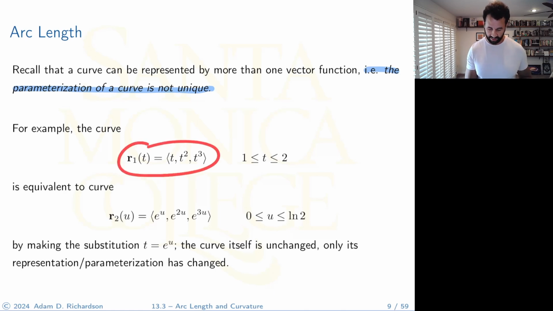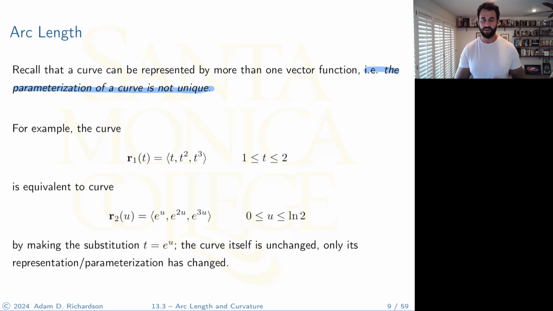Here's an example right here. This is a curve t squared, t cubed. It's actually equivalent to this curve down here, e to the u, e to the 2u, e to the 3u. The difference here is t is going between 1 and 2 here, and u is going between 0 and log 2 there. And the way that this occurred is we just made the substitution t equals e to the u.